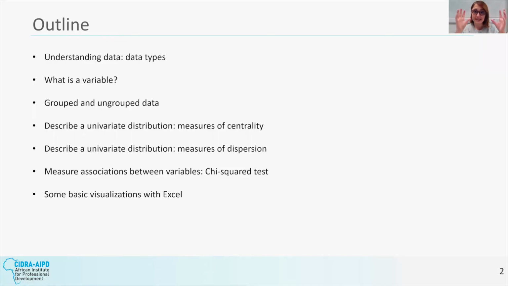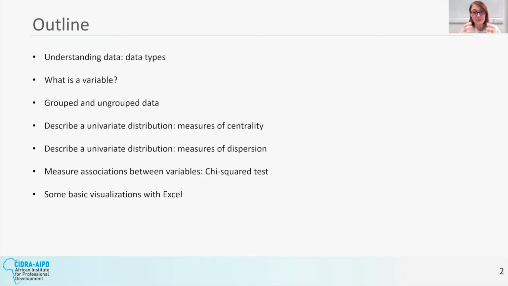I've thought of dividing it in 4 macro sections. The first section will be about understanding our data. So we're going to describe data types, discuss together about what is that we define as a variable, and describe different kind of data such as grouped and ungrouped data. The second section will be introductory of a concept that you will hear very often when working with data, which is the concept of distribution.